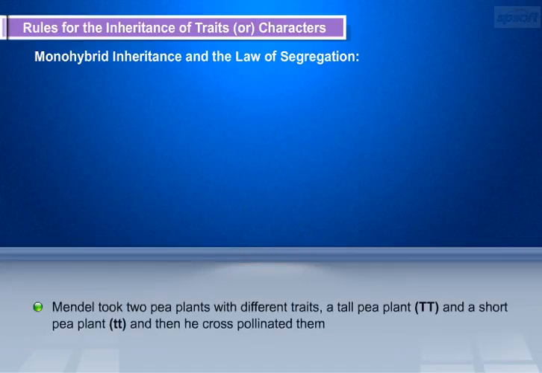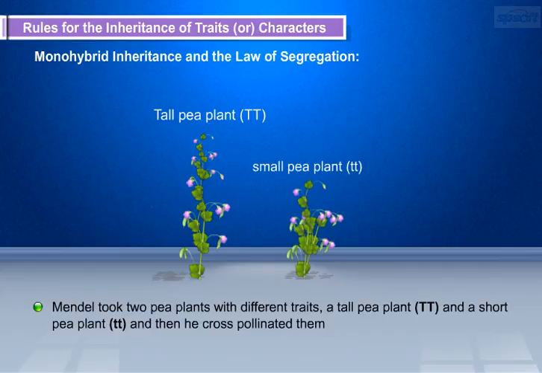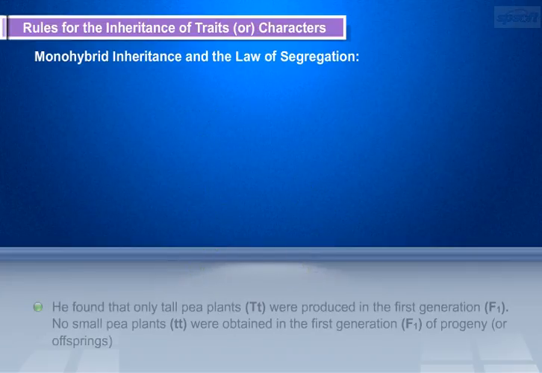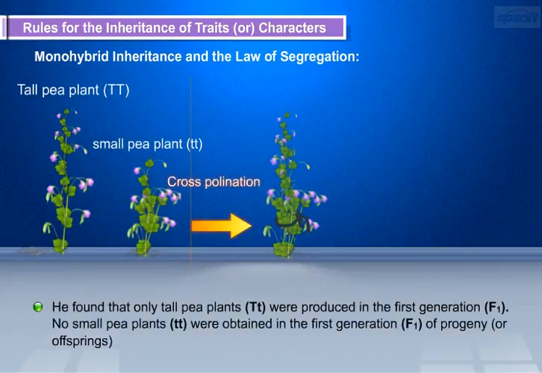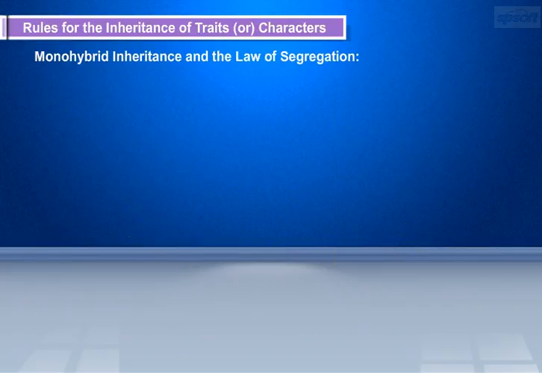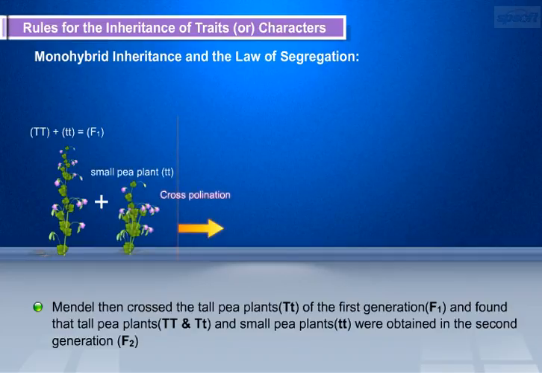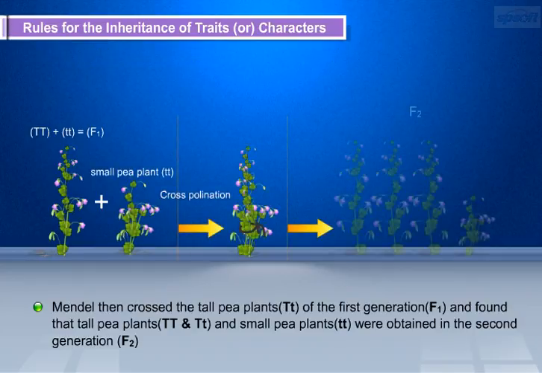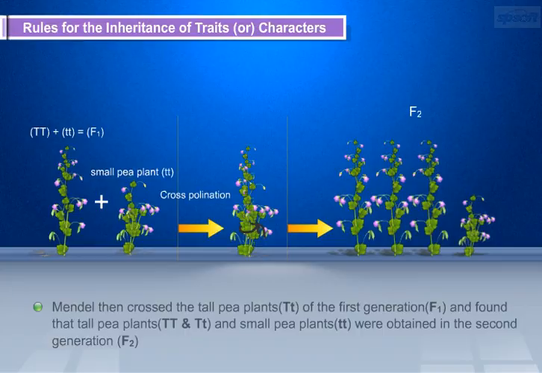Let us study more elaborately monohybrid inheritance and the law of segregation, with an example. Mendel took two pea plants with different traits, a tall pea plant and a short pea plant, and then he cross-pollinated them. He found that only tall pea plants were produced in the first generation, and no short pea plants were obtained in the first generation of progeny or offspring. Mendel then crossed the two tall pea plants of the first generation, and found that tall pea plants and short pea plants were obtained in the second generation.